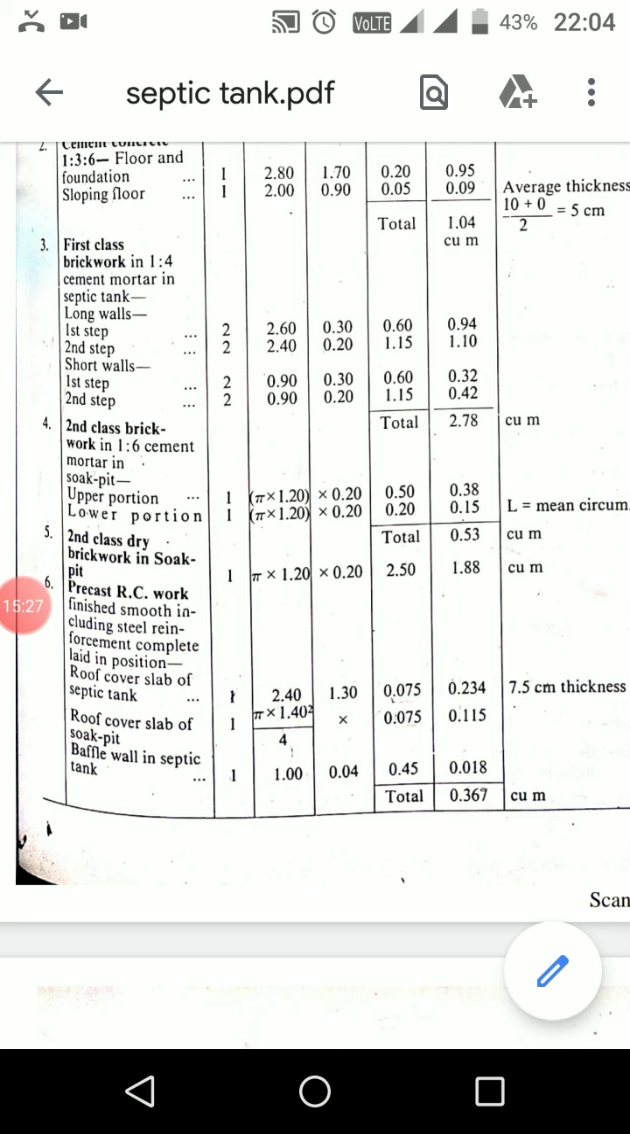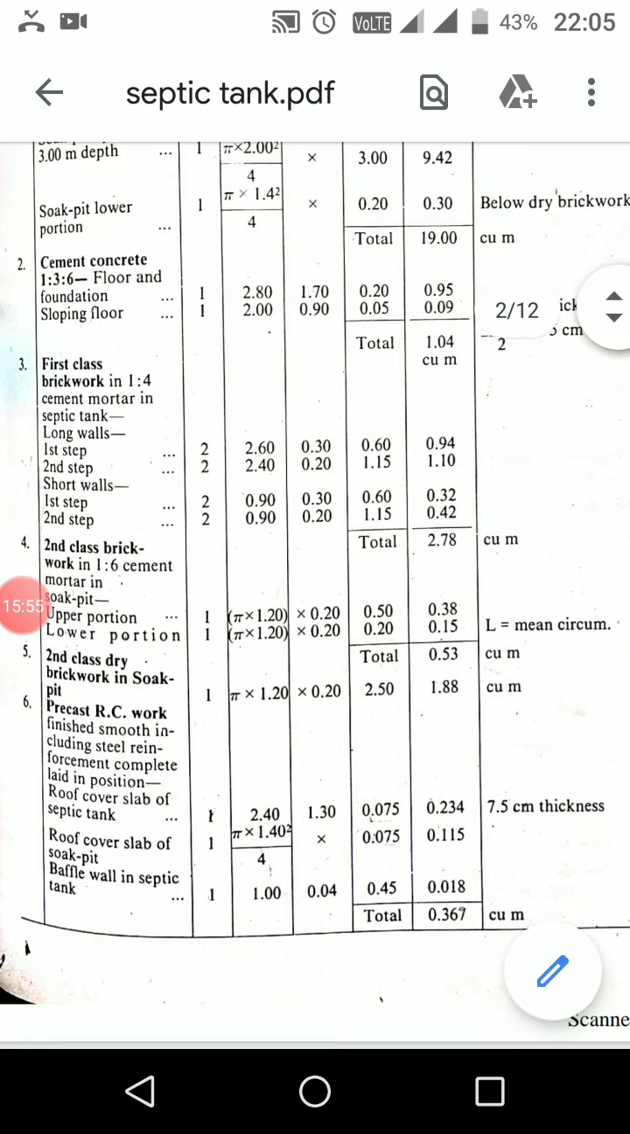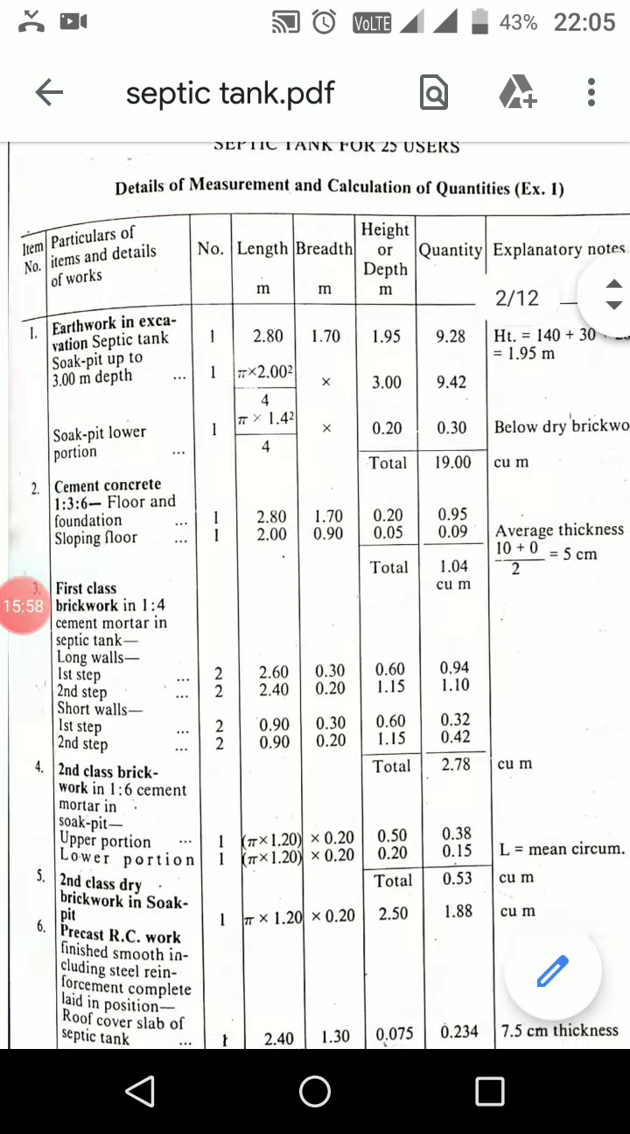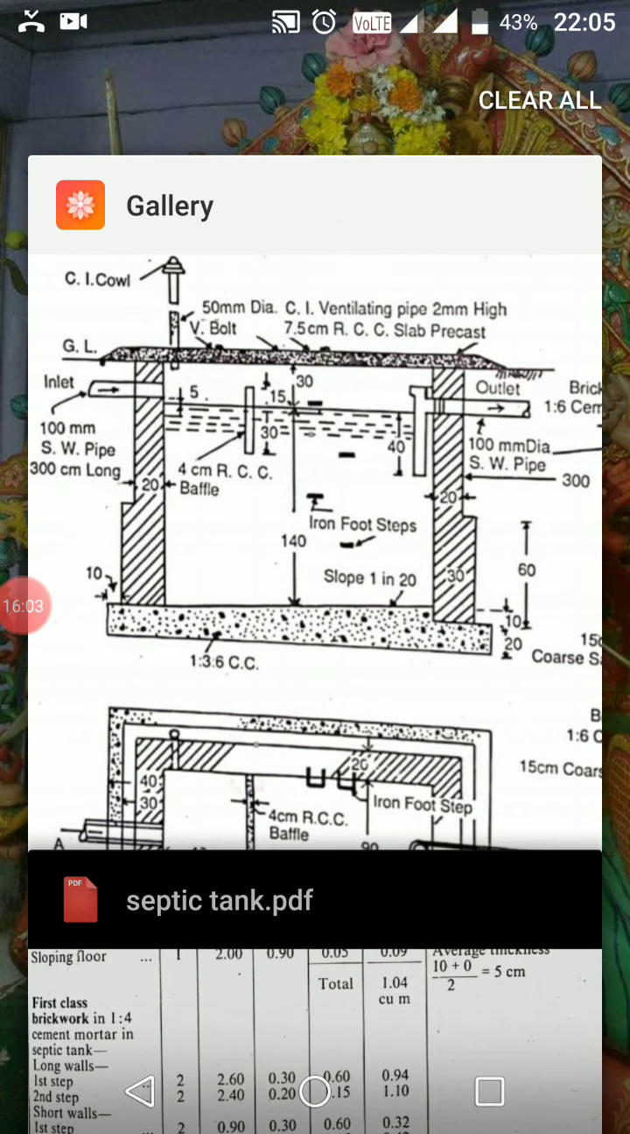Okay, so first one, I mean in the fourth item, first you take upper portion. Upper portion means it is having the diameter of 1.2 meters. But here you need to take mean circumference. Okay, so mean circumference, how much here, it is pi into d. So diameter for the mean circumference they have taken 1.2 meters.